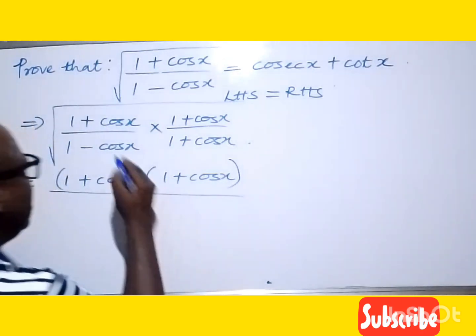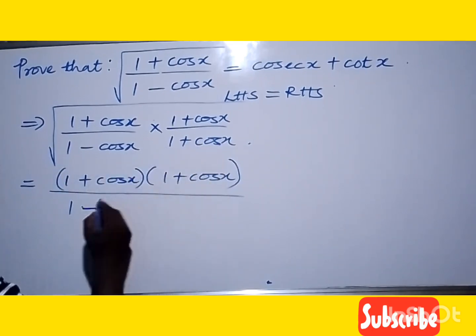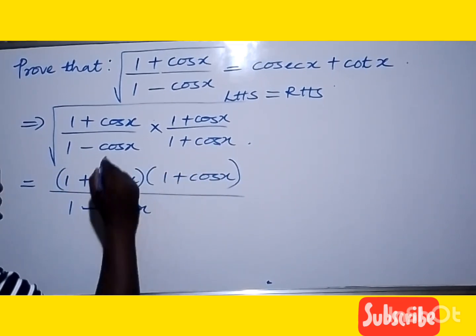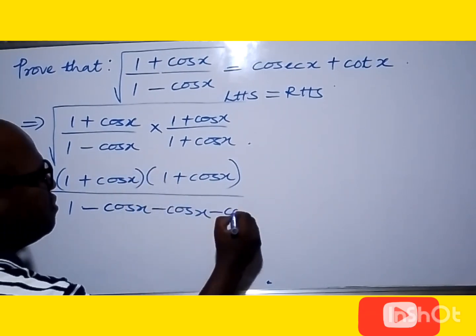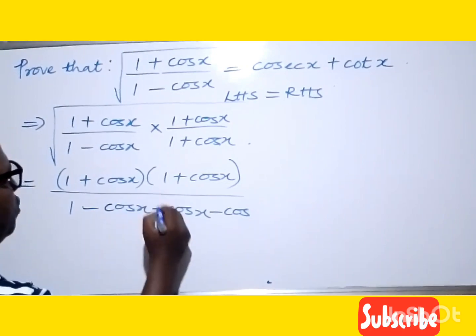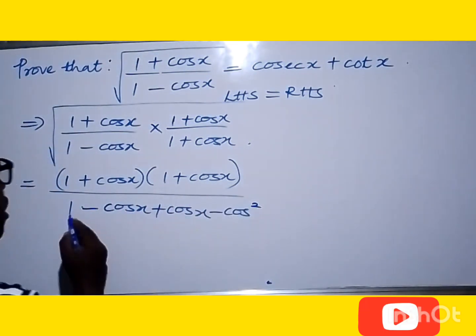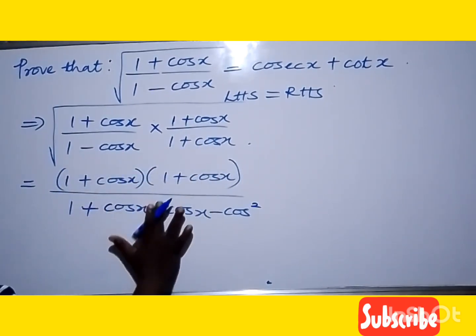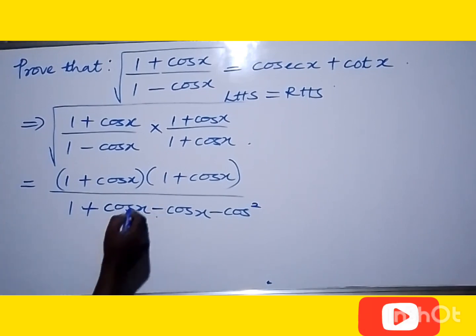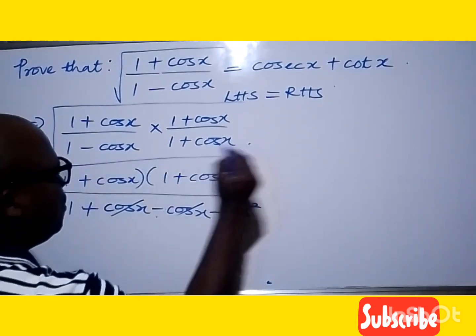Then for the denominator, I will have 1 times 1 is 1, minus 1 times this will give us cos x, this times this will give us cos x, while here too we have minus cos x squared. Okay, there is a plus here, so here now we are going to have minus cos x squared. 1 times this is 1, 1 times this is the one that is plus, while this is minus, so these two will cancel themselves out. Don't forget there is a square root sign here.